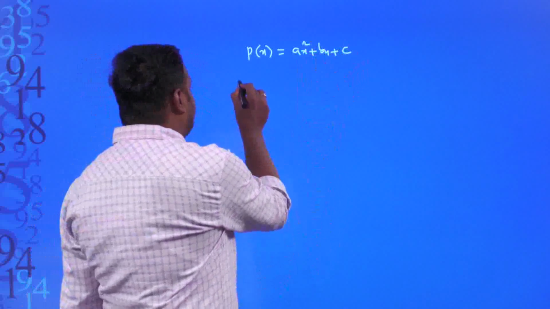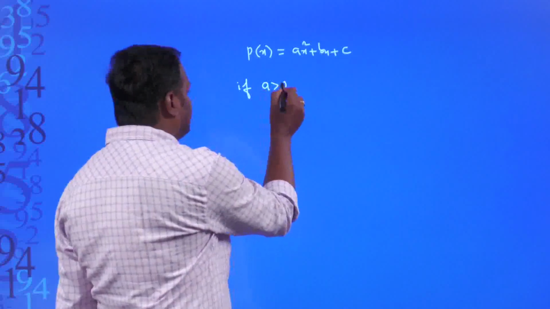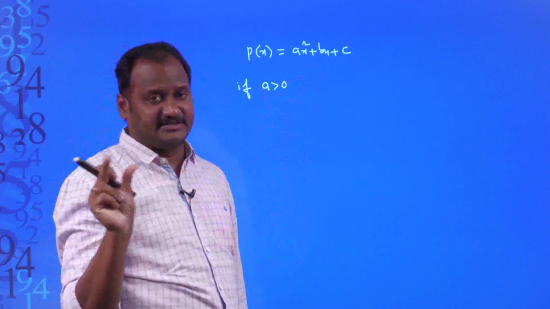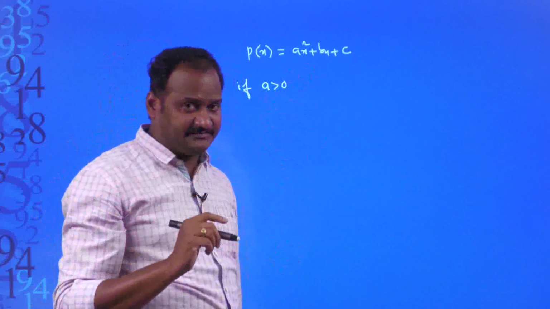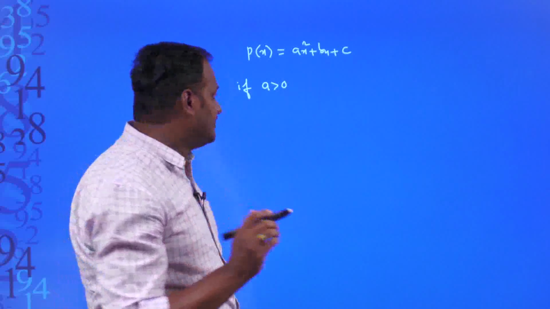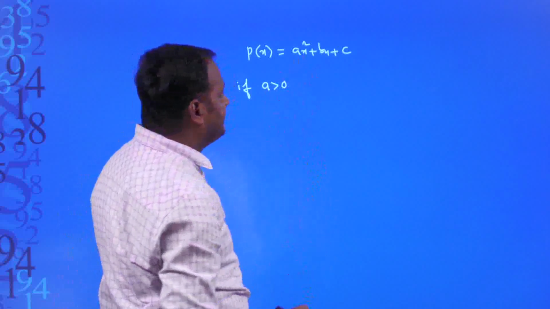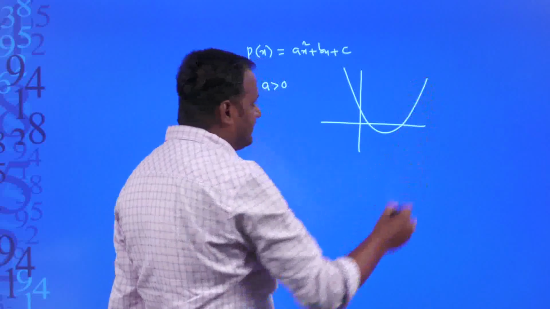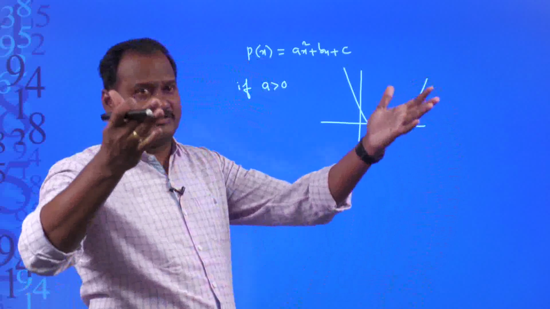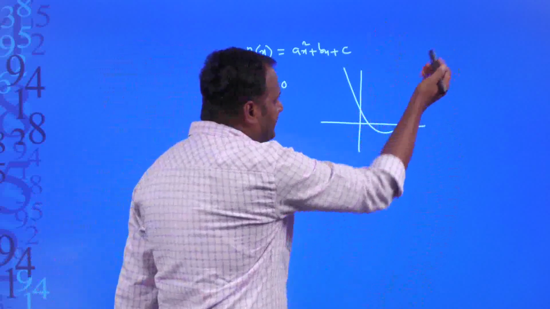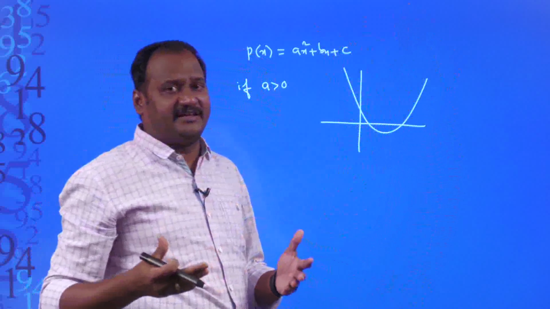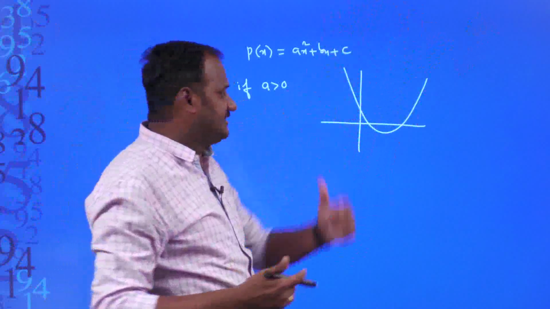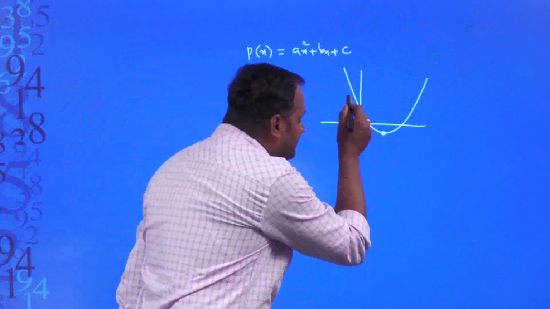For example, if the value of a is more than 0, you have observed in the previous example, x square minus 5x plus 6. In that, what is the coefficient of x square? That is 1. More precisely, that is positive 1. So if the value of the leading coefficient is positive, then the position of the curve will always be like this. What does it mean? It always opens upwards. So if it opens upwards, then you cannot say what is the maximum value, because it can be extended indefinitely in both directions. But we can easily understand what is the minimum value of the polynomial.